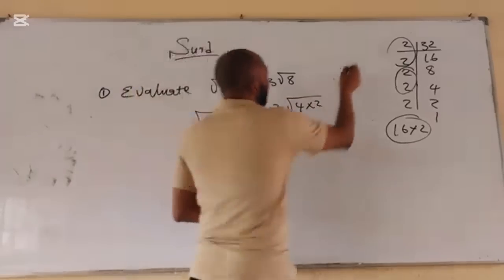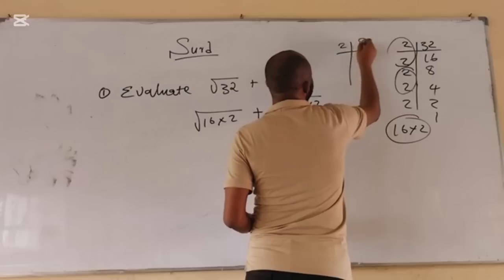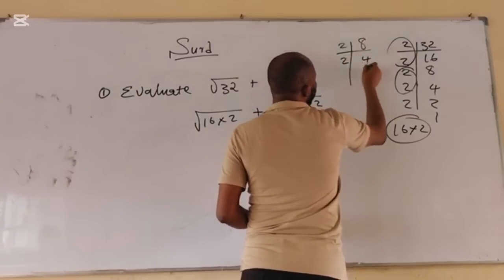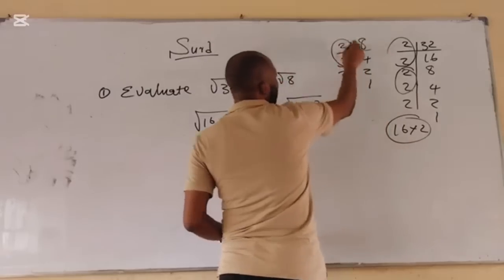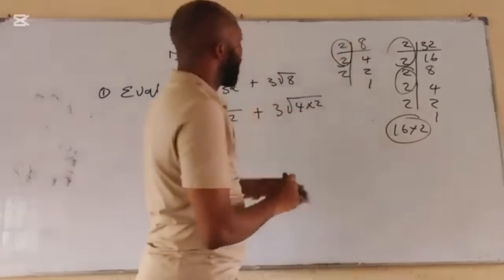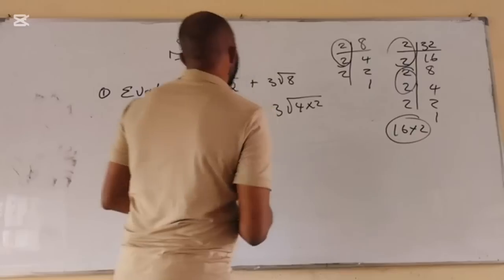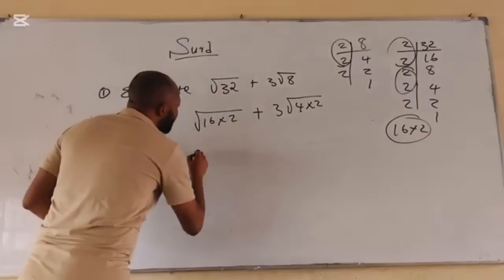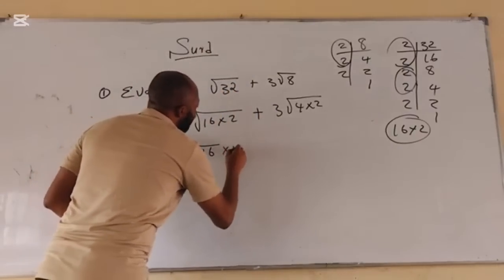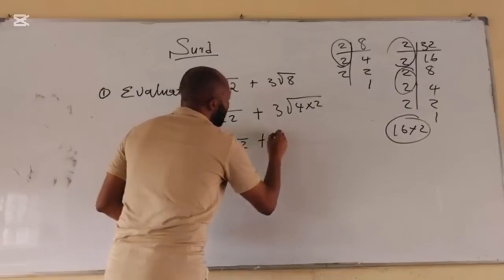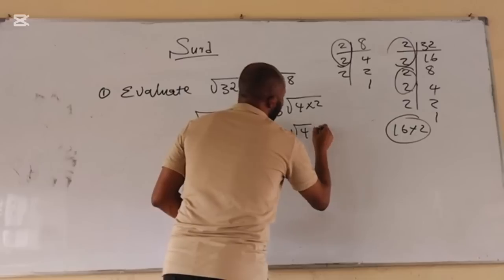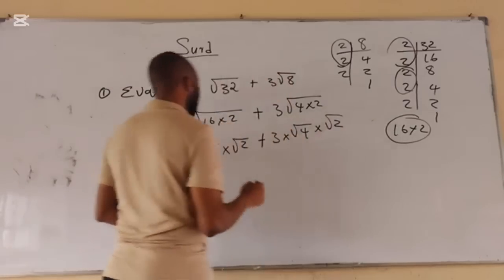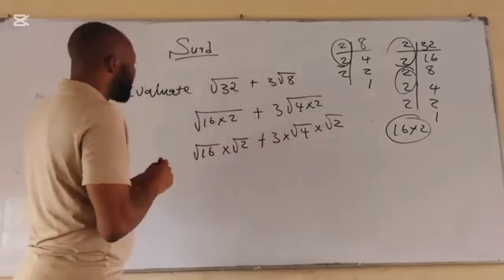The same thing here. So I have 8. 2 will go here will give me 4. 2 will go here will give me 2. 2 will go here will give me 1. So this is a perfect square, that's 4 and 2. So now I proceed. This is the same thing as root 16 times root 2, plus, this is 3 times root 4 times root 2. Now, this is a perfect square.